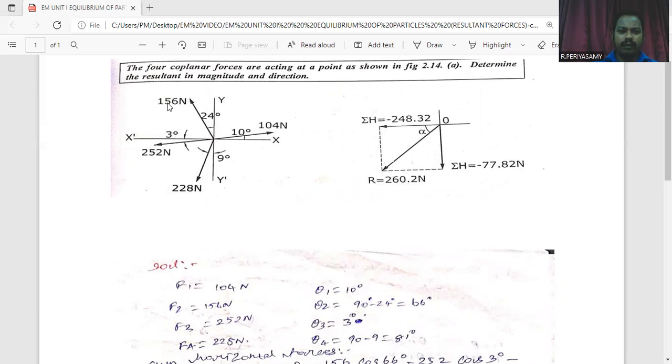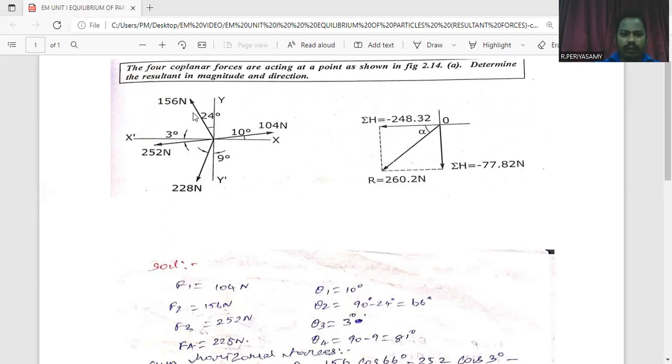Next, the second force, 156 Newton. It is 24 degrees from the y-axis. In this problem, we have to find the angle from the x-axis. We have to take the angle from the x-axis only to solve the problem. In this case, this is the x-axis, this is the y-axis. So the angle in between is 90 degrees. So we have to find the angle the second force is inclined to the x-axis.